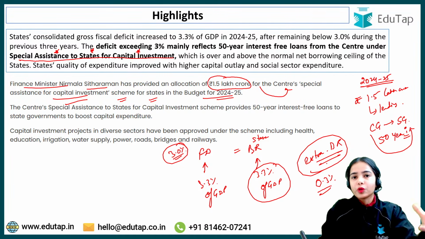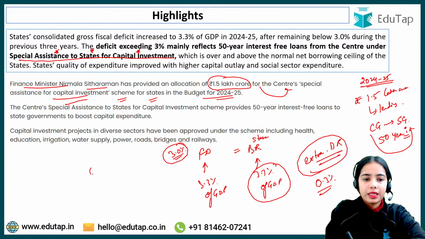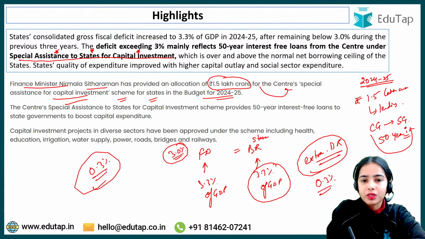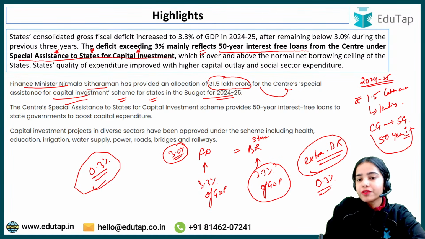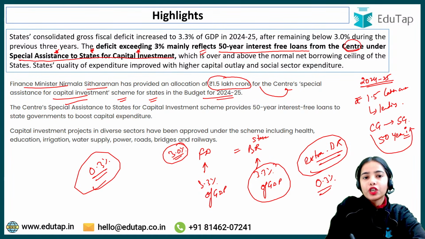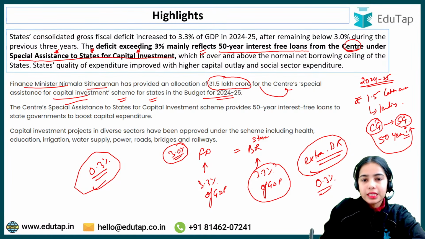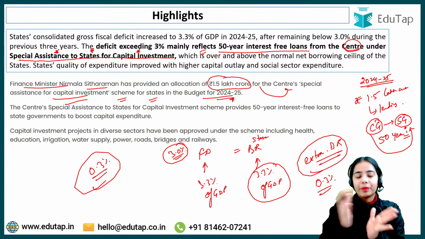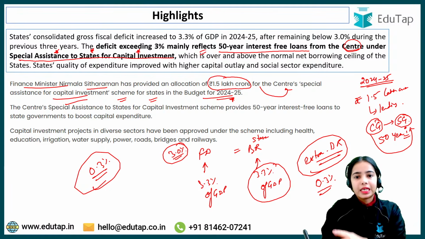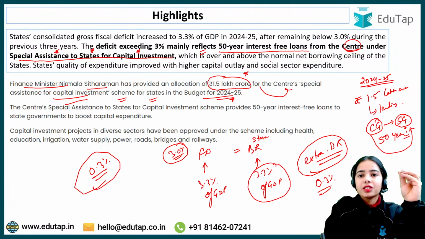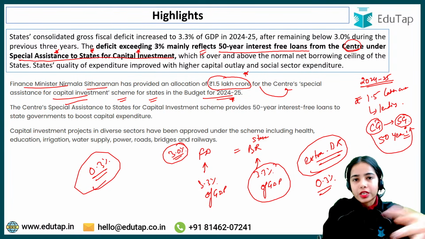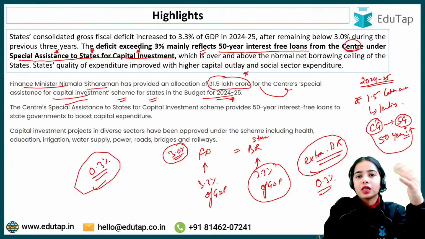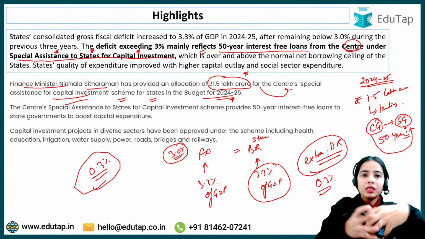So this extra borrowing requirement of 0.3% basically reflects the 50-year interest-free loans from the Center to the states under the Budget of 2024-25. The borrowing that has increased for the states comes from these interest-free loans. That means this is sustainable. This is not putting a lot of pressure on the state governments in the short term.